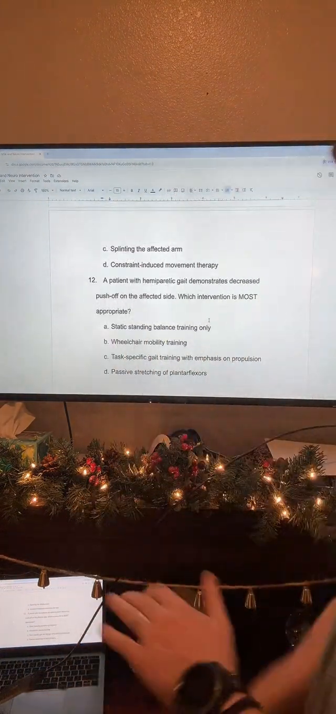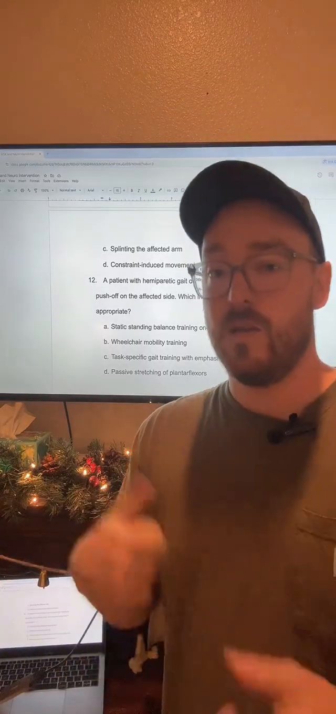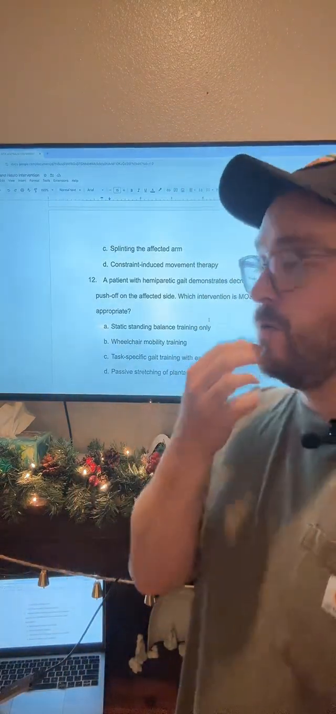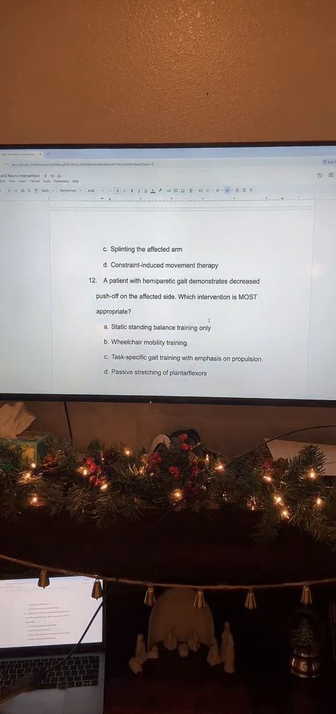Okay, start with number 12. I told you we were going to skip number 11 because we did number 11 during the week in one of my TikTok videos. So let's just jump right into number 12. A patient with hemiparetic gait demonstrates decreased push-off on the affected side. Which intervention is most appropriate? A, static standing balance training only. B, wheelchair mobility training. C, task-specific gait training with emphasis on propulsion, or D, passive stretching of plantar flexors.